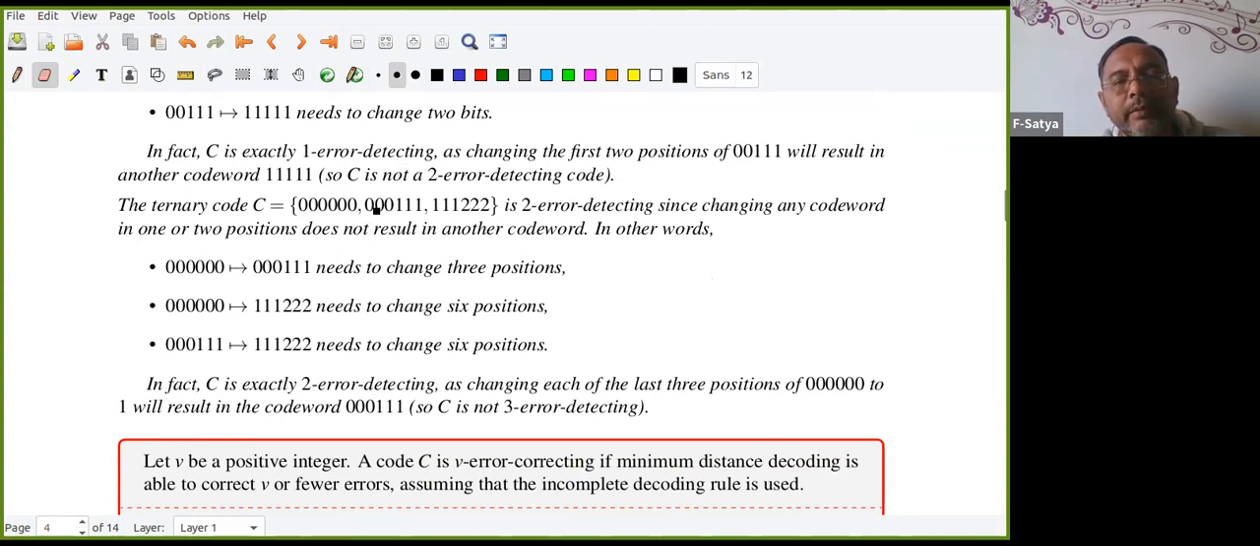Very simple code. So from this to this, what is the distance between these two? 3. The distance between these two is 6. The distance between these two is again 6. So for example, if 3 errors happen, there is a possibility the second becomes the third, or the second becomes the first. But if 2 errors happen, then I don't get from one code word to another code word. So I hope it is clear.